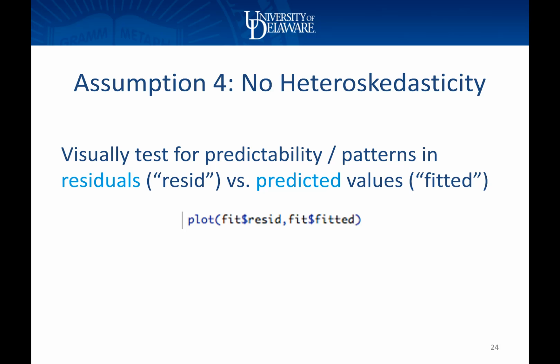So we're going to use the code shown here, plot fit resid, comma, fit fitted, and we're going to see if that plot contains any patterns. Again, here patterns are bad. If we see a pattern, it means there is predictability in the errors. It's better at predicting the heights of 5-foot tall people than it is at 6-foot tall people. That's predictability in errors, and that's a bad thing for this assumption.